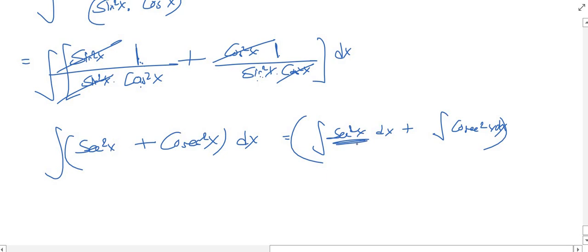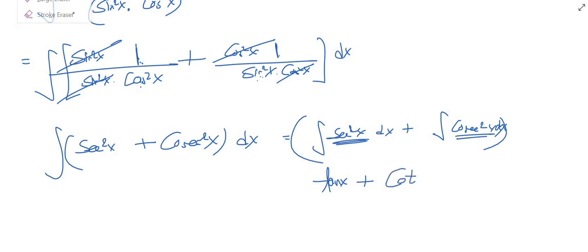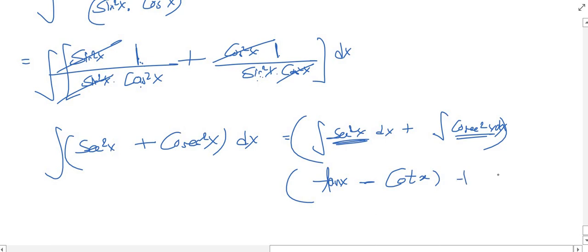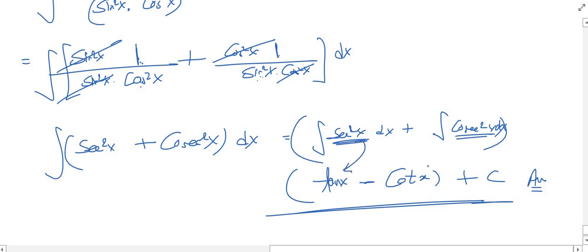What is integration of sec square? Is nothing but tan x. And what is integration of cosec square? Is cot x. I'm sorry, it is minus of cot x. You have to keep your formula list with you. This is your answer. You always can keep formula list with you. Integration of sec square is tan x. Integration of cosec square is this.